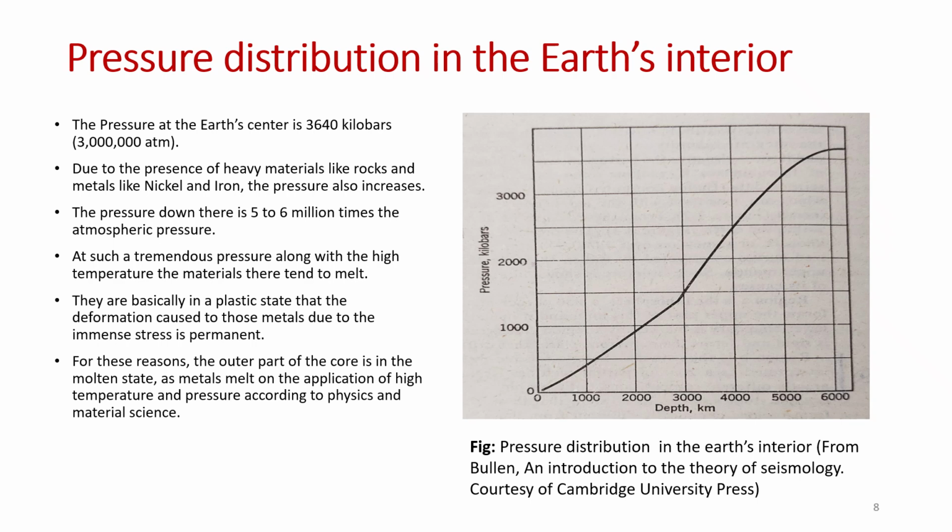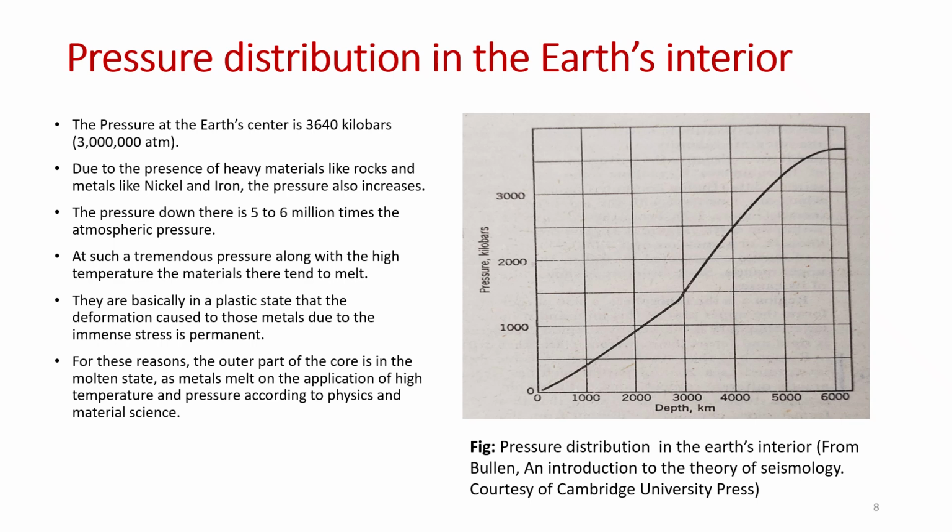Coming to the pressure distribution in the Earth's interior. The pressure in the Earth's interior is around 3640 kilobars. Due to the weight of heavy materials like rocks and metals like nickel and iron, the pressure also increases, and down there it is 5 to 6 million times the atmospheric pressure.